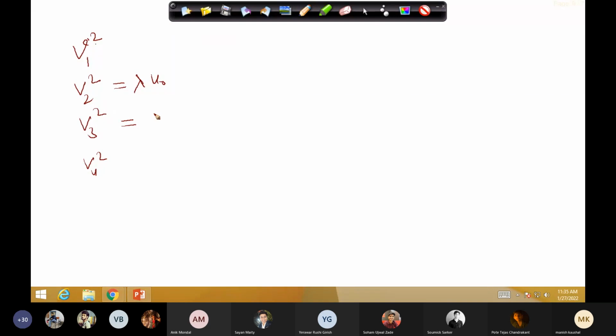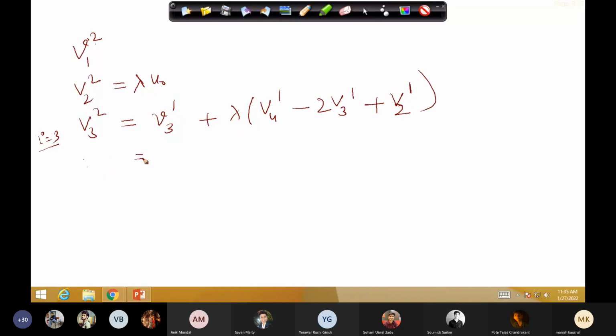So V3, 2 will be, so this I we are taking as 3, right? So V3, 2 will be V3, 1 plus lambda times V4, 1 minus twice V3, 1 plus V I minus 1, that is V2, 1. Okay, let's calculate it. What will we get? So what is this V3, 1?